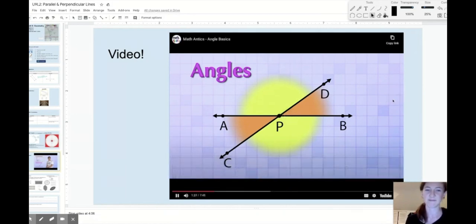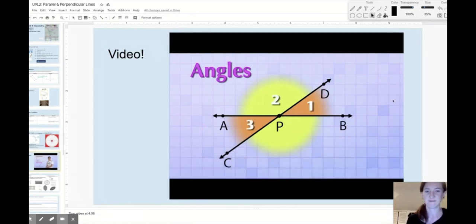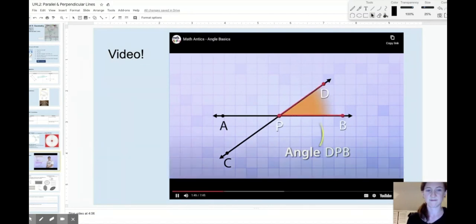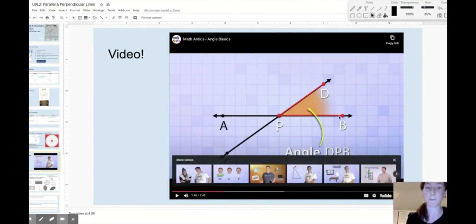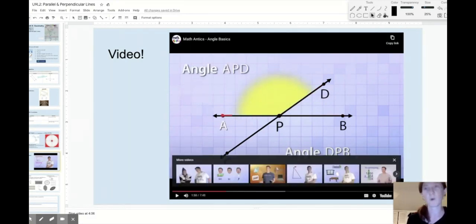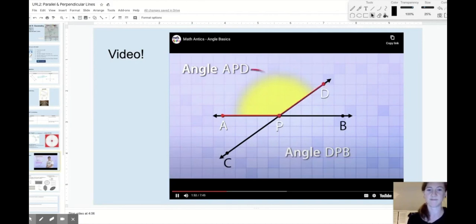These intersecting lines form four angles: 1, 2, 3, 4. But instead of calling them angle 1, 2, 3, and 4, in geometry, we name them by the points used to make them. For example, this angle here can be called angle DPB, because if you trace along those points, like connect the dots, they outline that angle. You could also call it BPD, as long as you make sure the middle point that makes the intersection is in the middle. And this angle here, we can call that angle APD, or DPA. Connecting those dots forms that angle.